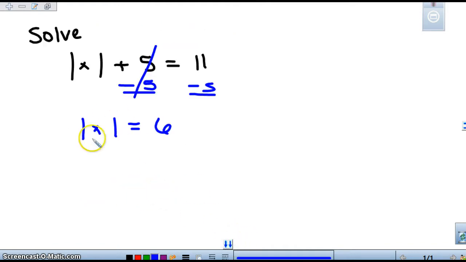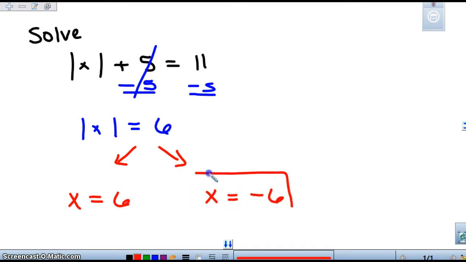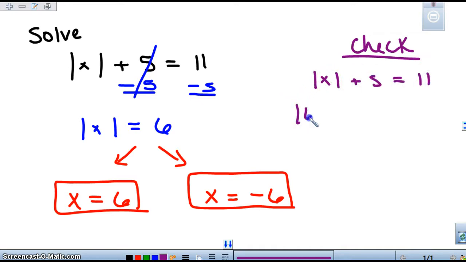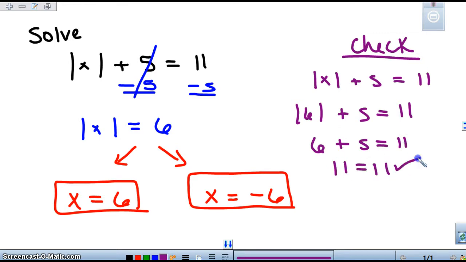Now, when we have a variable inside the absolute value, we have two answers. x can be equal to 6 and x can be equal to negative 6. Why is this true? Well, we can find out by checking. We have the absolute value of x plus 5 equals 11, and we substitute x with 6. The absolute value of 6 is 6, plus 5 equals 11, and we can see that this is true.